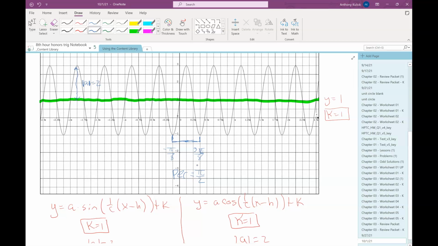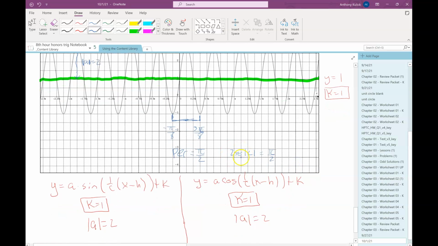We okay with that? And that's nice because I know the period is 2 pi times the absolute value of C. So when I multiply both sides by 1 over 2 pi, I get that the absolute value of C is 1/4.